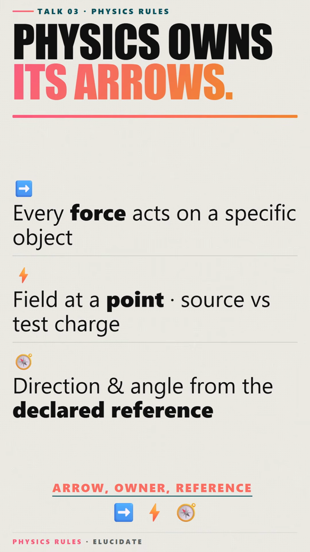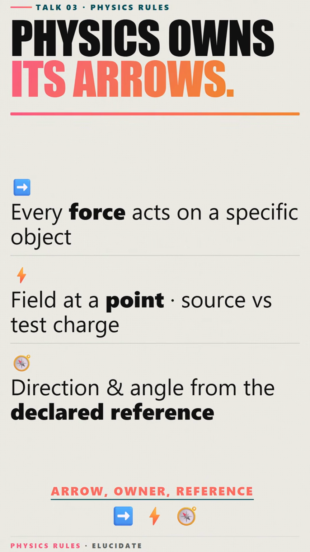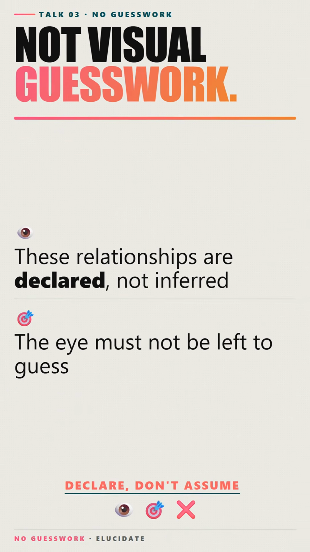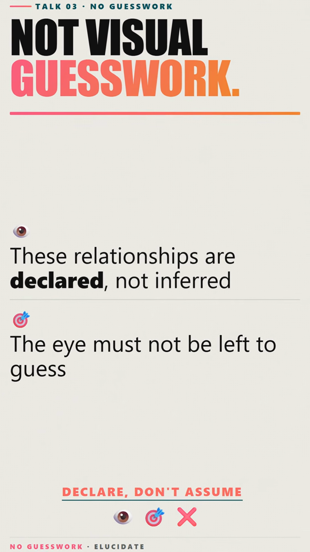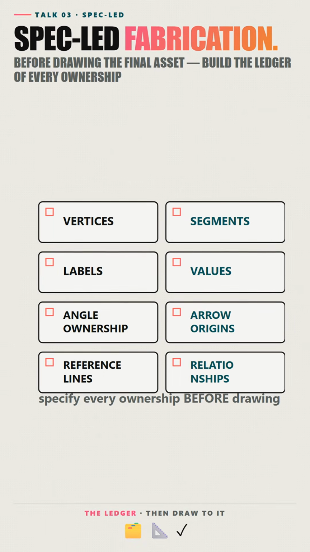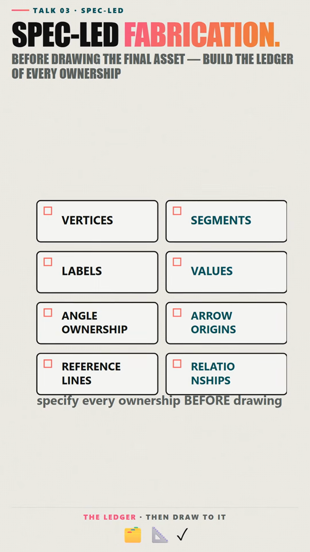In physics, again, an arrow has an owner. A force acts on a specific object. An electric field is determined at a particular point. One charge may be the source while another is the target or test charge. The direction and angle must be measured from the declared reference. These relationships cannot be left to visual guesswork.